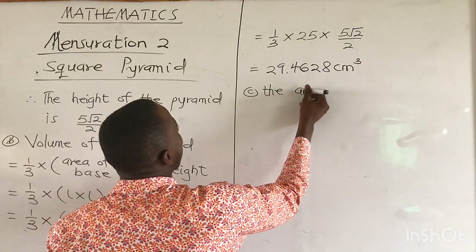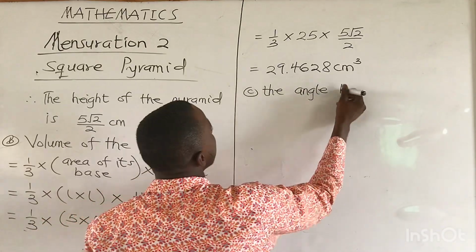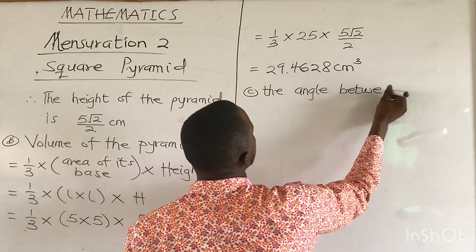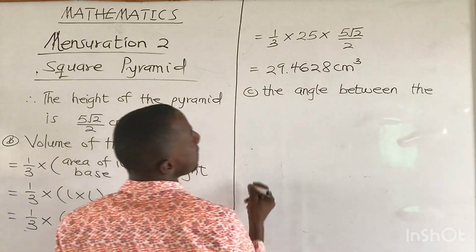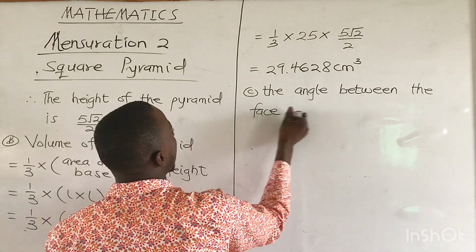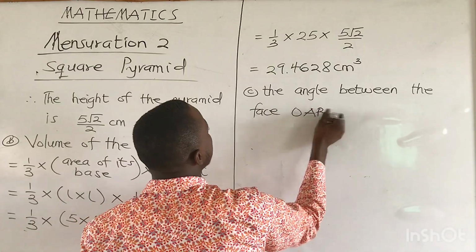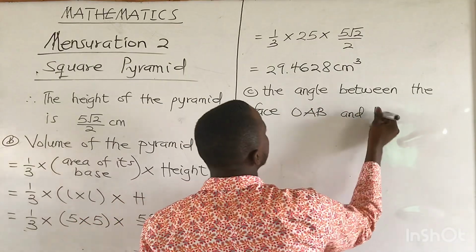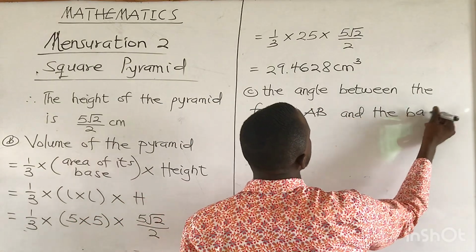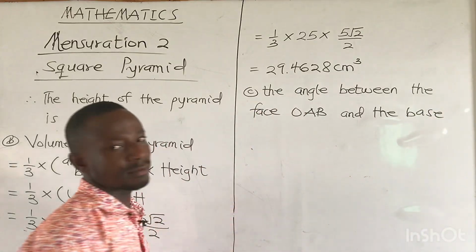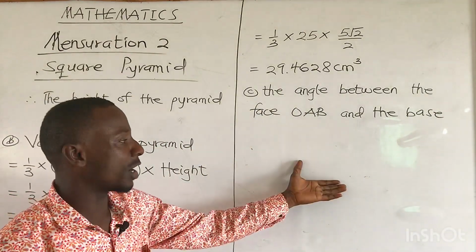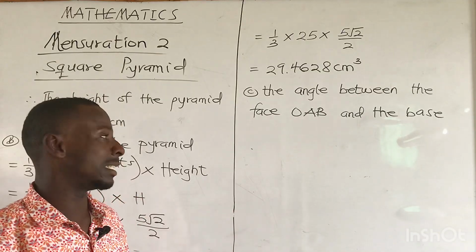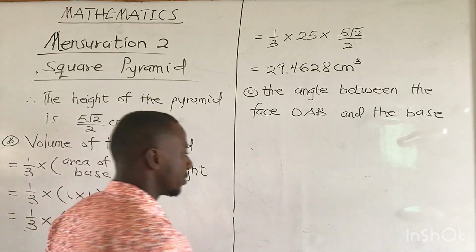C, the angle between the face OAB and the base. I am still going to resketch it again so that we can use it to understand this question very well.